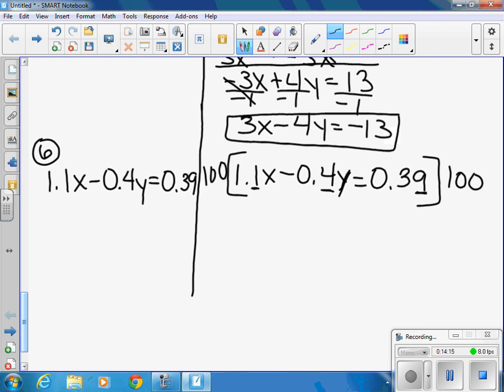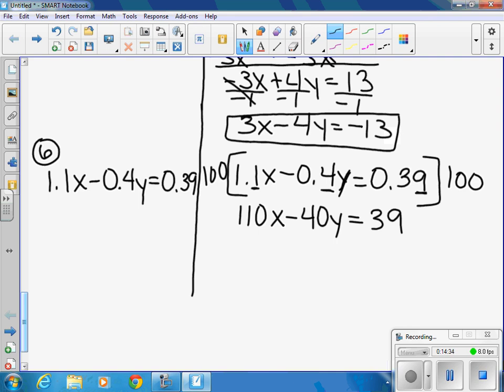Okay? If you take 1.1 times 100, you will get 110x. If you take negative 0.4 times 100, you will get negative 40y. If you take 0.39 times 100, you will get 39. Notice that all of my decimals have gone away.